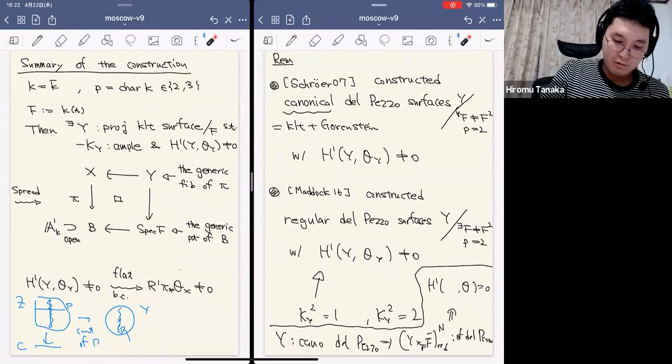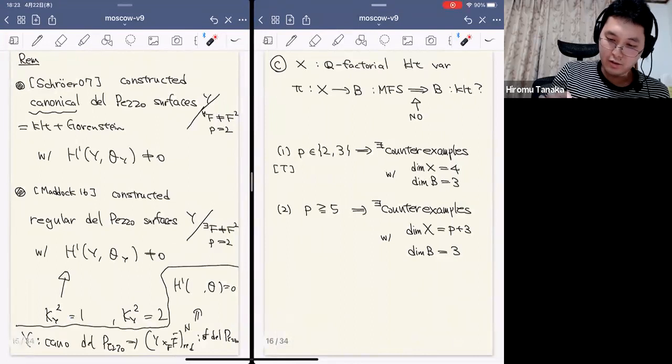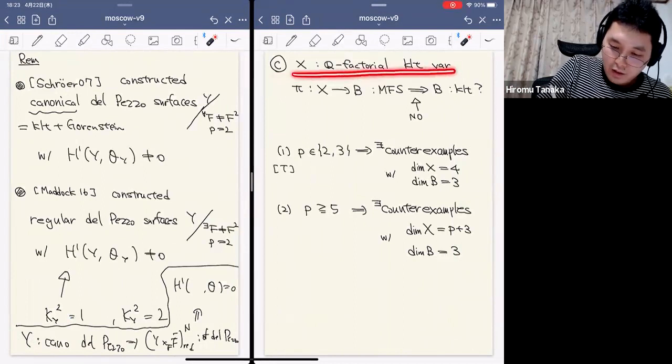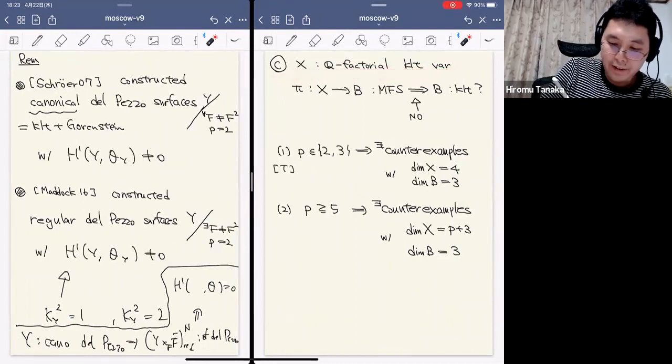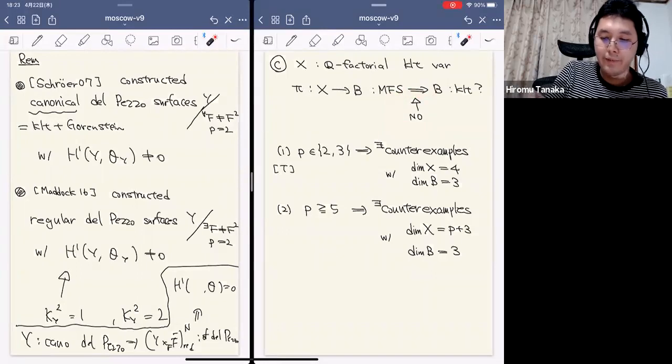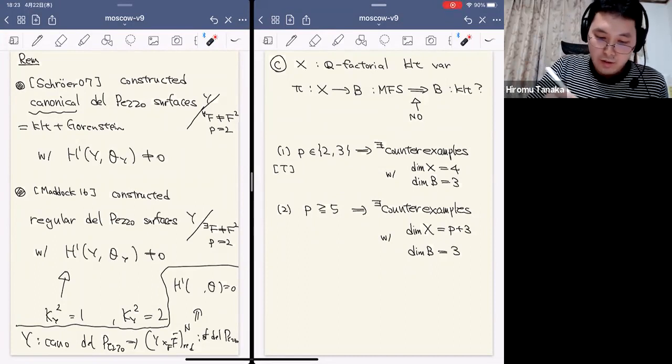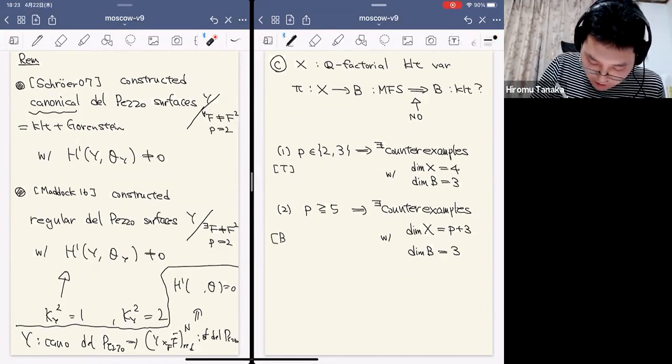Okay, so now let me go to the next question, C. Recall the question: we have a Q-factorial Fano variety, and we take a fibration from X. Then the question asks whether the base space is Fano or not. And as I said, the answer is negative. There are two types.